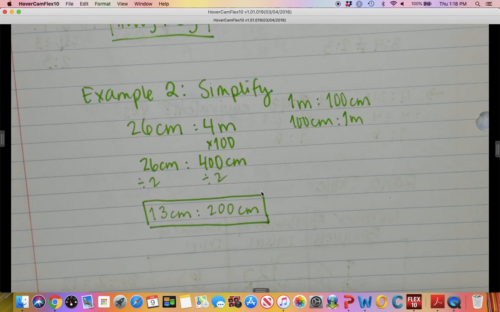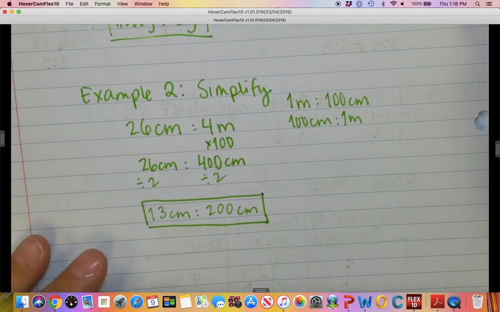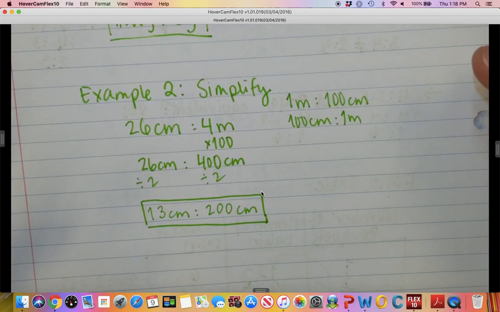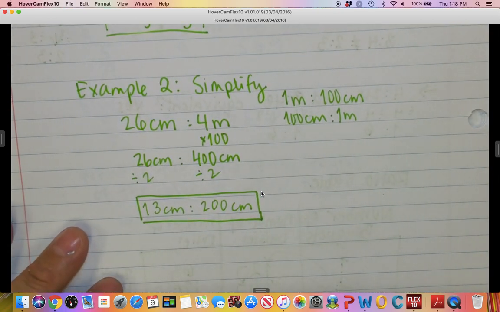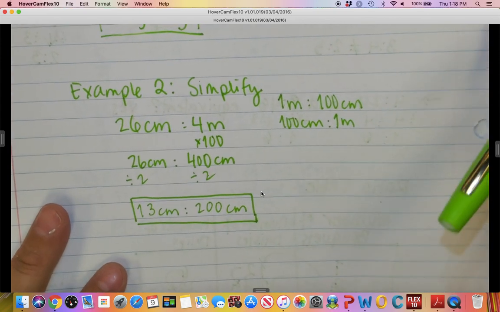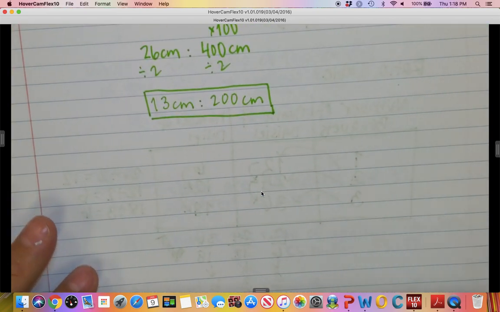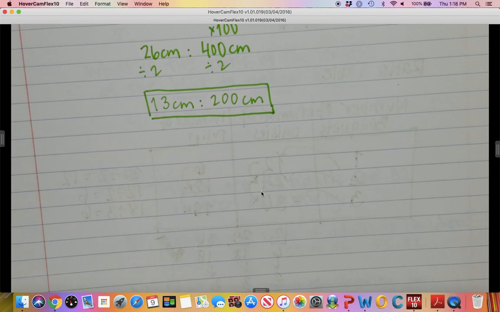So that's basically everything I wanted to go over with you for today. This is equivalent ratios and ratio tables. It's just another step. Again, we're going to keep going. There will be more notes on ratios as we get a little bit further into the chapter.